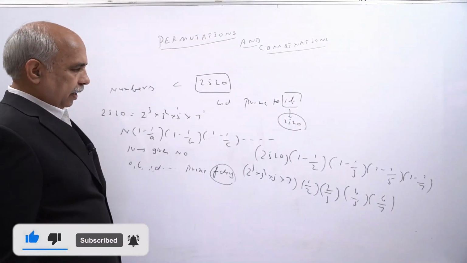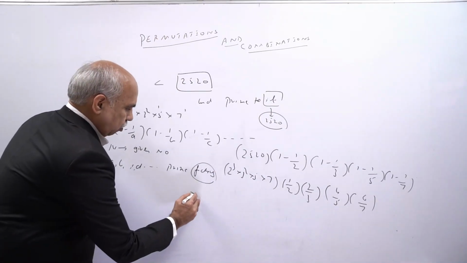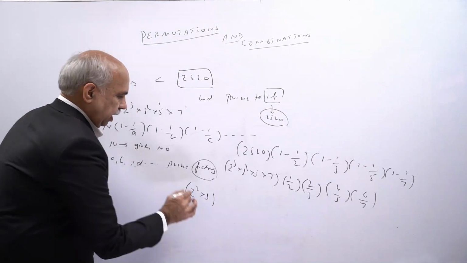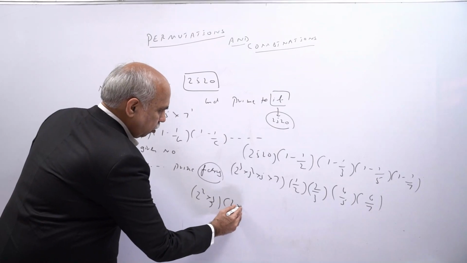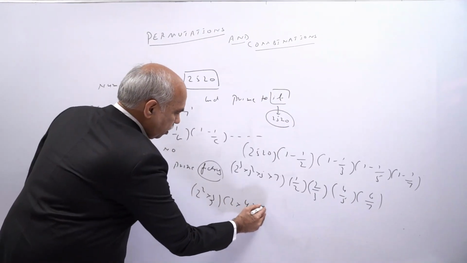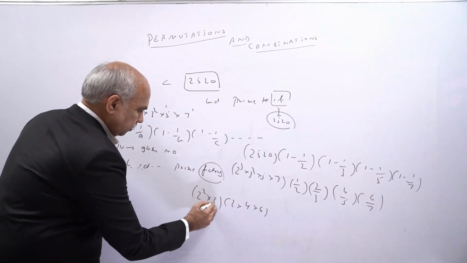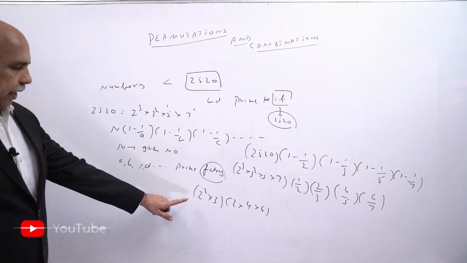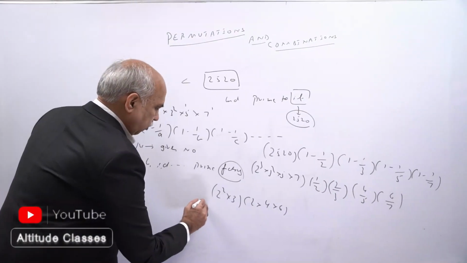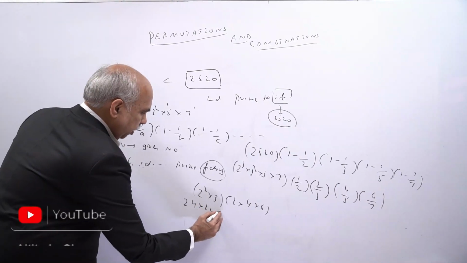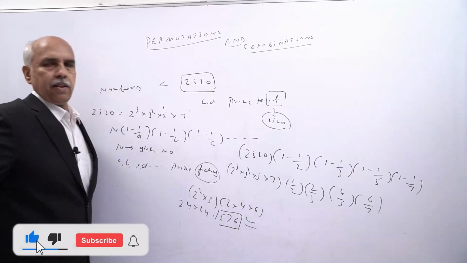Now I can cancel this 2, 3, 5, 7 from here. So what will I get? 2 square into 3 is what I will be left with, into 2 into 4 into 6. So this is 4. 4 into 3, 12. 12 into 2, 24. 24 into 24, 576. This is what I am going to get as the answer.